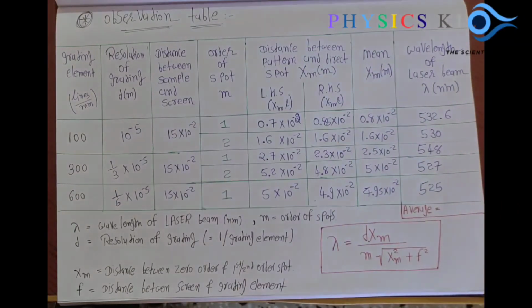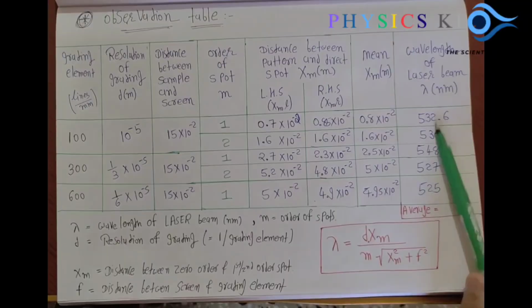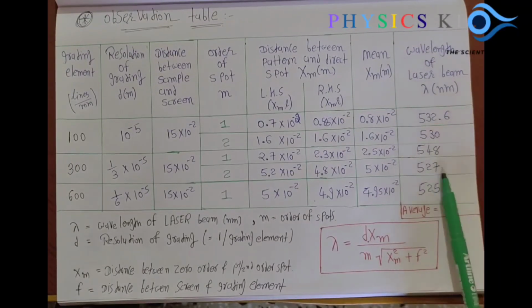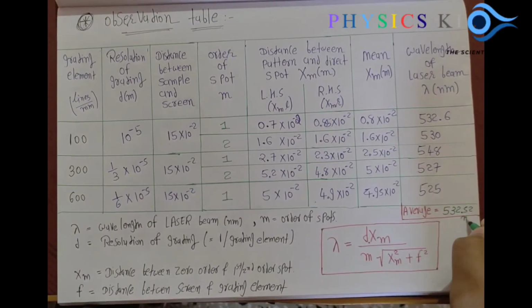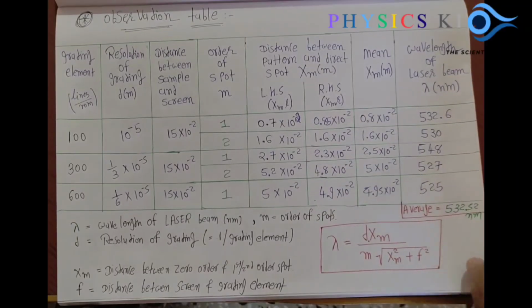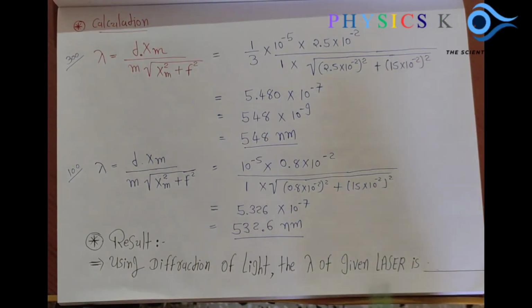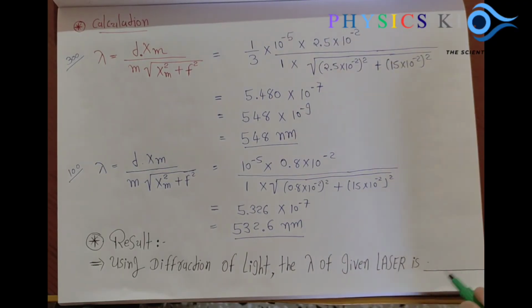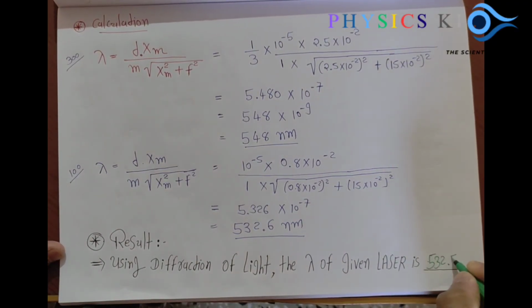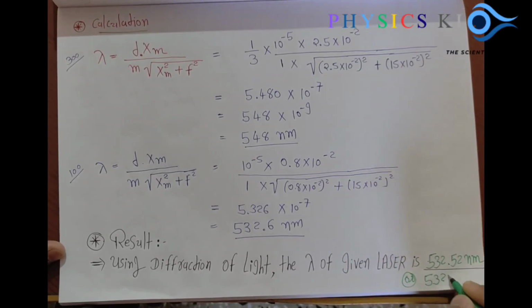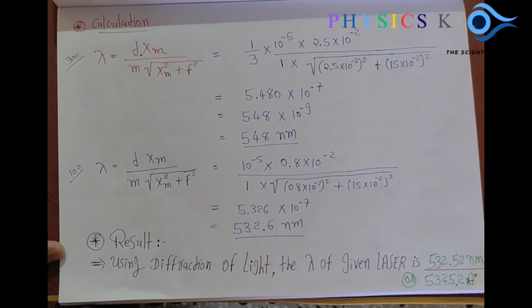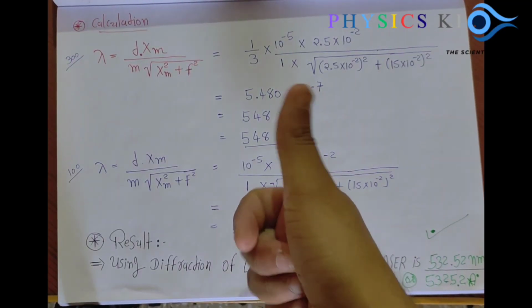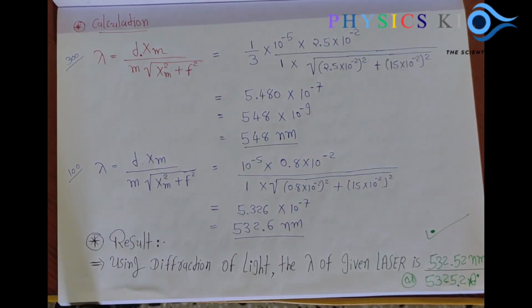525 nanometer. So this one is our observation table, and I am taking the average of these 5 values, just add and divide by 5. So I got the average value 532.52, which is exactly near the ideal value. So I simplify and sum up the experiment with the result. I found the wavelength, which is 532.52 nanometer, and if I convert into angstrom, 5325 angstrom is the wavelength. And congratulations, we got a very fine result. Thank you very much.